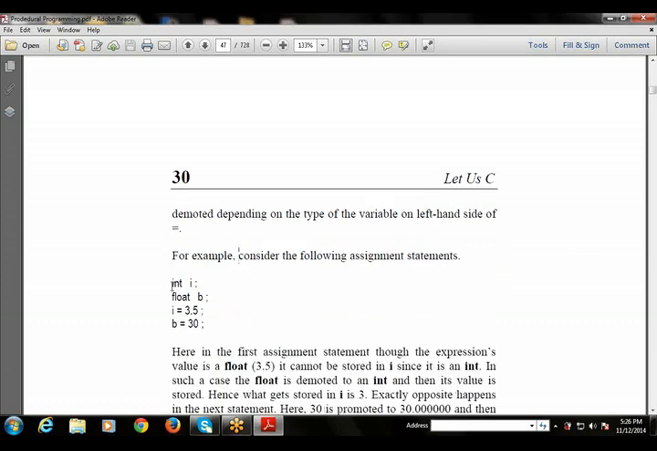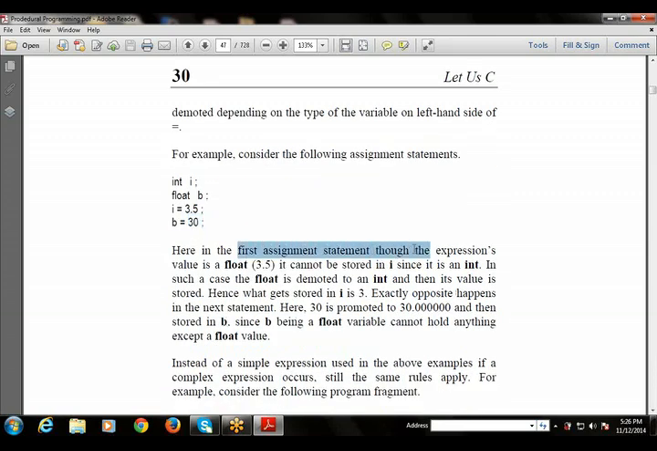For example, consider the following: int i; float b; i = 3.5; b = 30. I is the integer type, but the value assigned is 3.5, and b is the float type, and the value assigned is 30. In the first assignment, though the expression value is the float 3.5, it cannot be stored in i, since i is an integer variable. An integer takes only 2 bytes, but a float takes 4 bytes, so it's not possible to store a 4 byte value in 2 bytes.